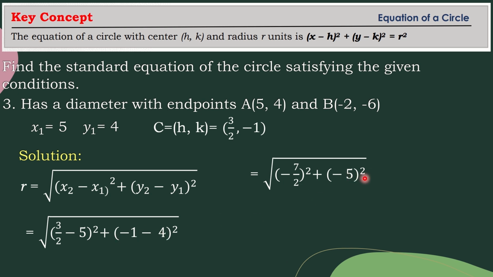So again, let's simplify. This will become, so negative 7 over 2 squared, that is 49 over 4, plus negative 5 squared, that is 25. And then combine. So combine these two constants. That would become square root of 149 over 4. So that is the radius. Okay, so that's for the radius.